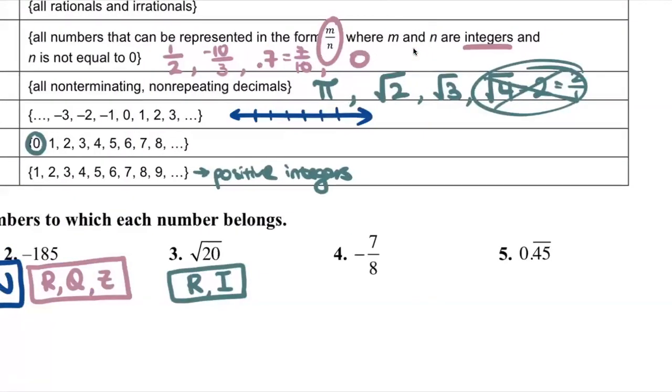Okay, so what I want you to do is go ahead and just pause the video right now. Try number 4 and 5 on your own. And once you're done, go ahead and unpause, and then you can see if you got the right answer. All right, let's go ahead and give 4 and 5 a shot.